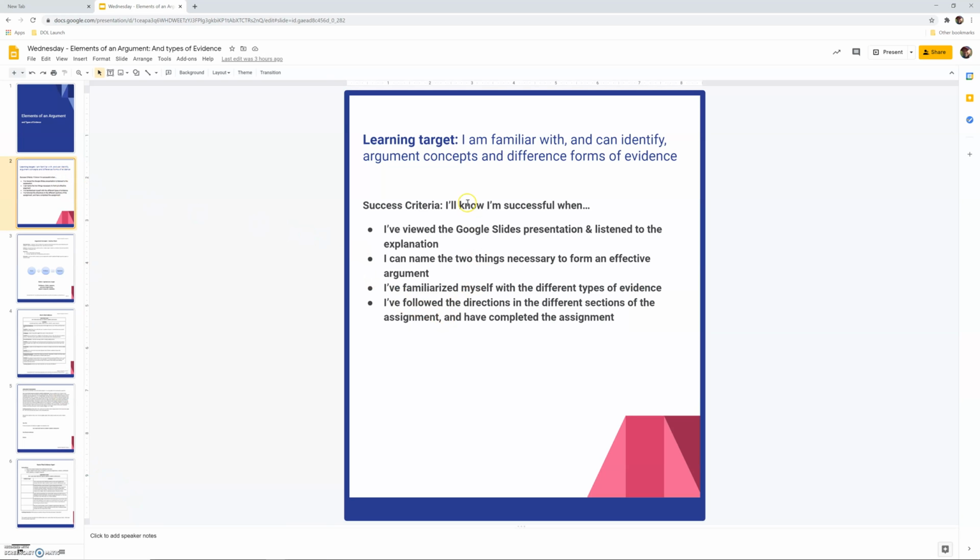Your learning target today is that by the end of the day you'll be able to say that I'm familiar with and can identify argument concepts and different forms of evidence.